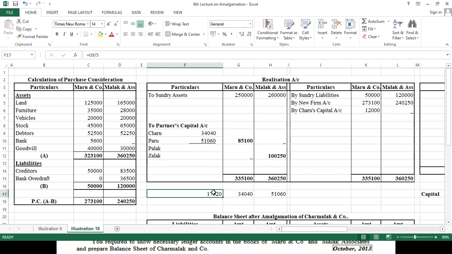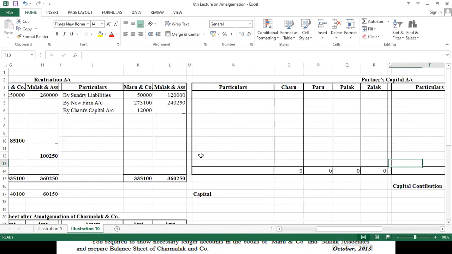Coming to Palak and Jhalak, they are partners in the ratio of 3:2, exactly opposite that of Charu and Paru. So for Palak we got 60,150, and for Jhalak it comes to 40,100. I think the partners' realization account is clear.